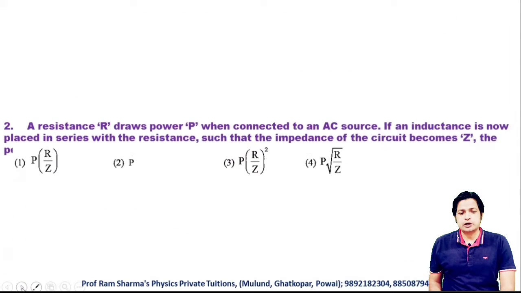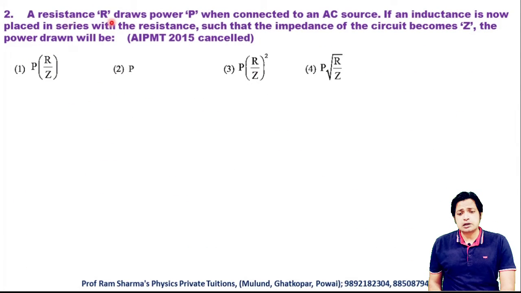Now let us move to the second question. A resistance R draws power P when connected to an AC source. That means initially in the picture there is only a resistor R. If an inductance is now placed in series with the resistance such that the impedance of the circuit becomes Z, the power drawn will be. So initially in the circuit there was only R, and now L is also connected in series. So let us see what was the power initially when only R was present.